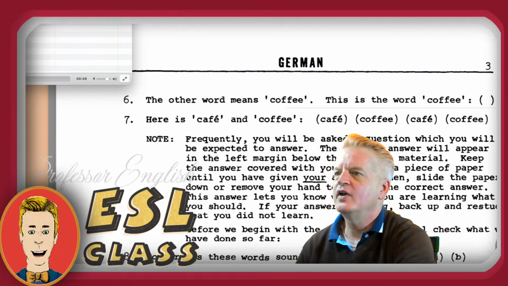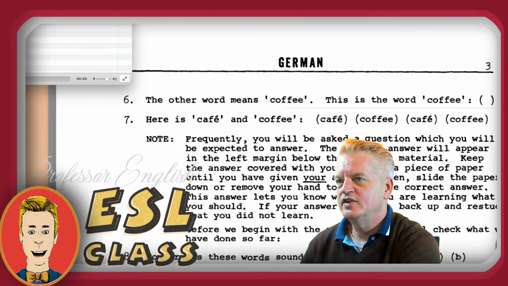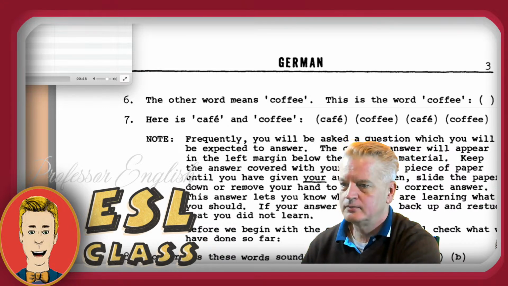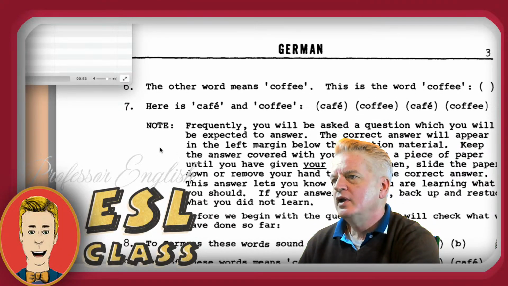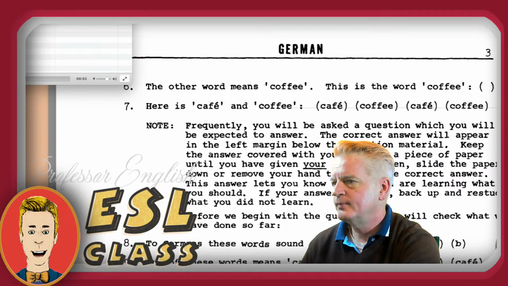6. The other word means coffee. This is the word coffee. Coffee, coffee. 7. Here is cafe and coffee together. Coffee, coffee, coffee, coffee.